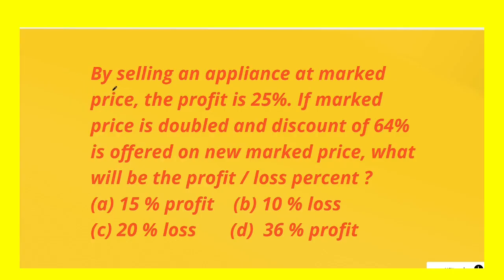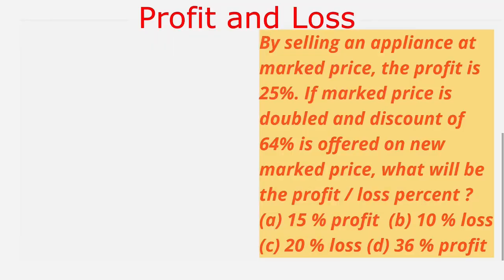Our question is, by selling an appliance at marked price, the profit is 25%. If the marked price is doubled and a discount of 64% is offered on the new marked price, what will be the profit or loss percent? Our options are option A 15% profit, option B 10% loss, option C 20% loss, option D 36% profit. We solve the question.